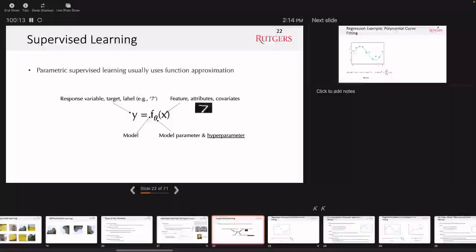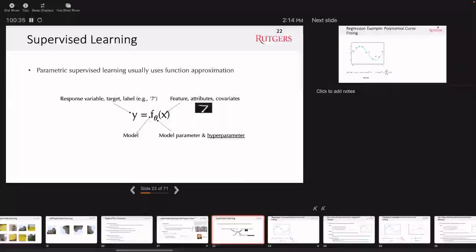So this x can be some feature, some attribute, some covariates, right? And this function will output something. So this function will output y. And this y, people call it response variable, call it target, call it label. So basically this model will predict something for you, and we call it y.